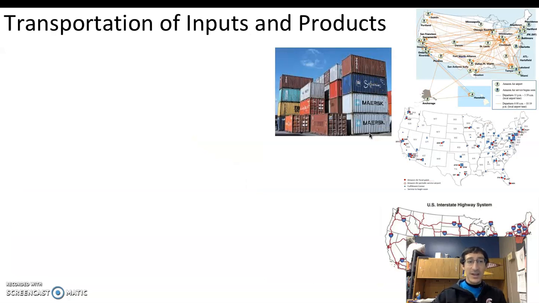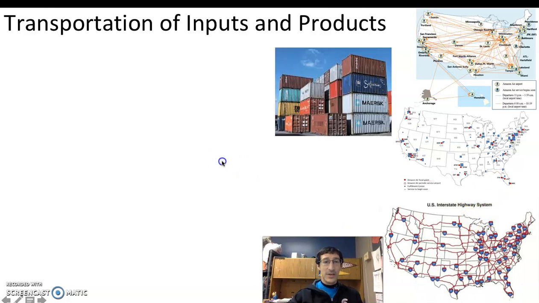So we also want to connect the situation factors to the transportation of inputs and products. In particular, how do we get product from one spot to another? Once it's finished, how do we get it to the marketplace? We can also think about how we get it from its initial location to the actual factory. Typically, in today's day and age, it's trucks, trains, ships, and air.